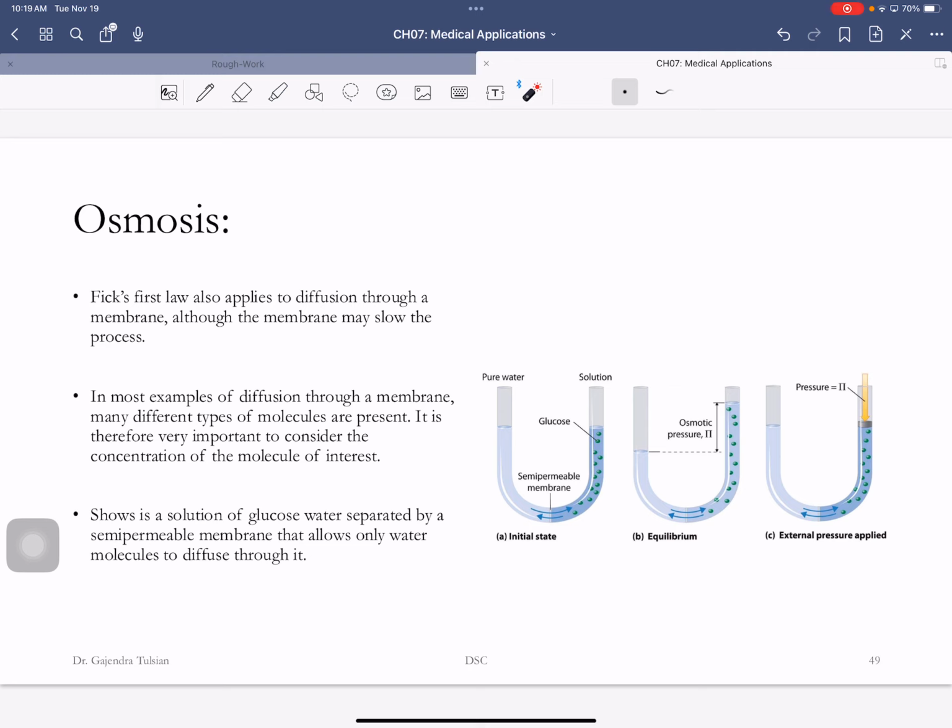You guys are aware of desalination plants? In a desalination plant, you're purifying seawater. It turns out that the pressure you have to apply is enormous, and desalinating seawater is quite expensive.